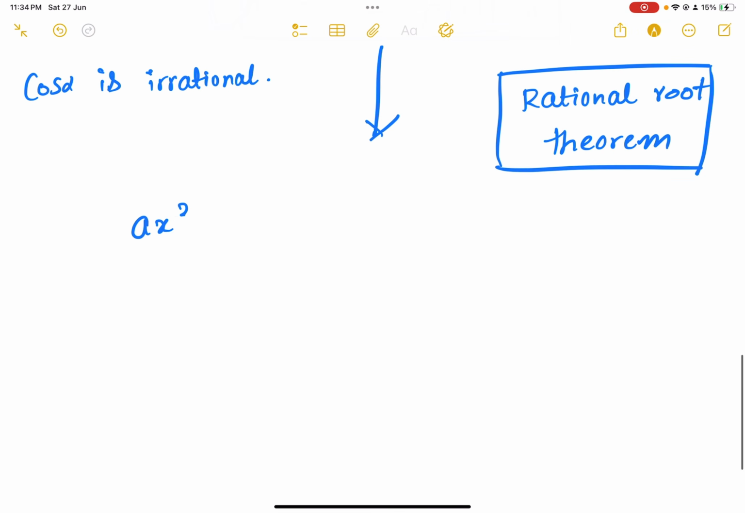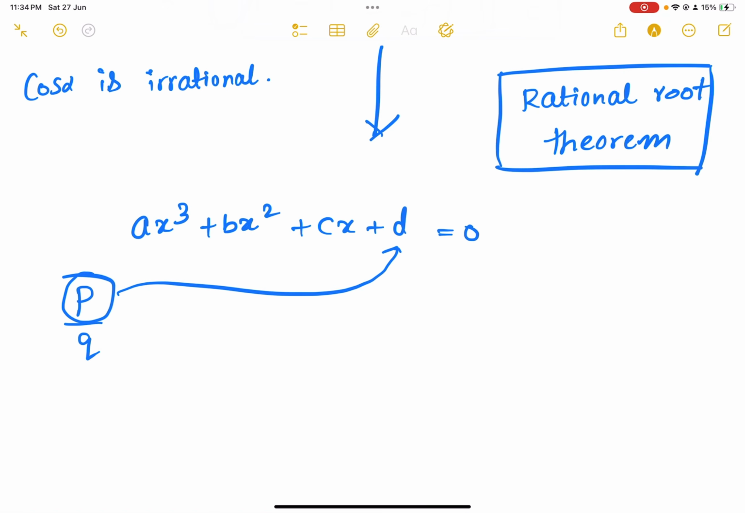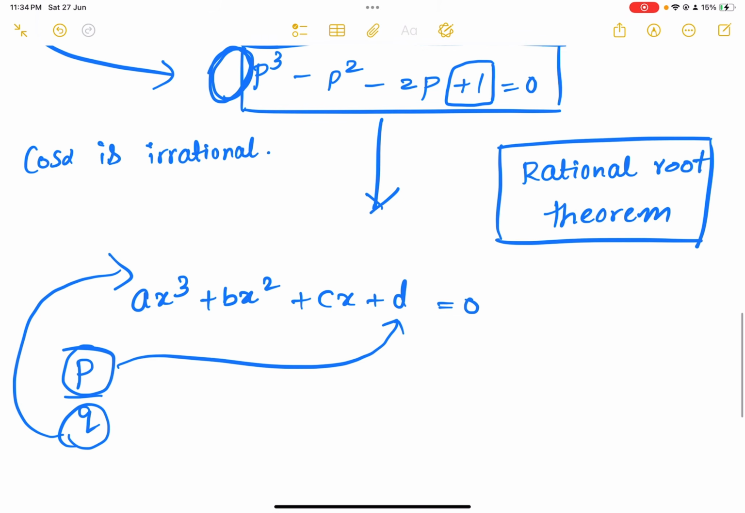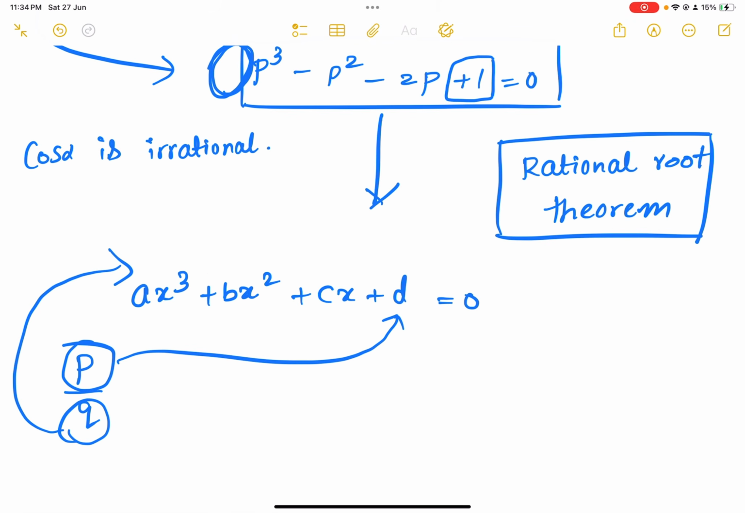So let us say ax cube plus bx square plus cx plus d is equal to 0 has rational roots. Then that rational root will be of the form p upon q, where p is something that divides d and q is something that divides a. Alright, so p is an integer that divides d and q is an integer that divides a. This is what the rational root theorem says.